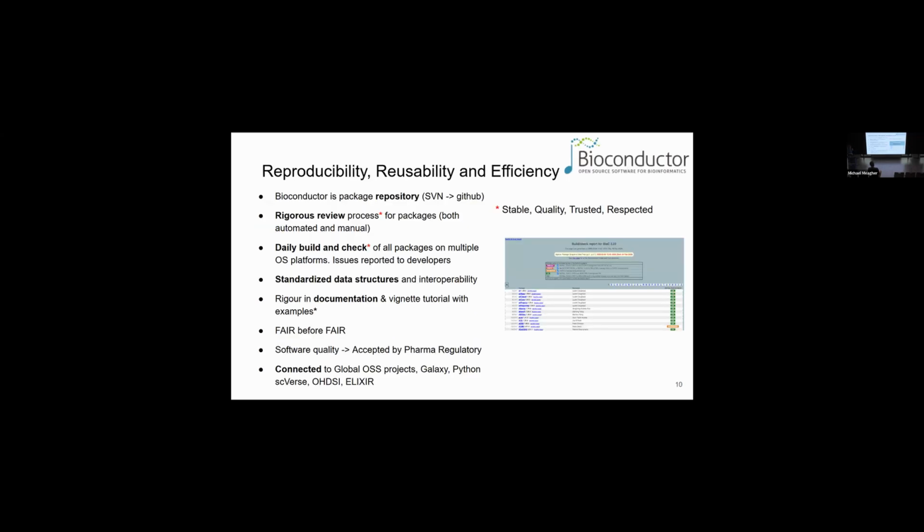So, a little bit more detail. It's a package repository with a rigorous review process. Everything that comes into the repository from various different GitHubs, we review not just the code, which is manually and automatically checked. We check that there are standardized data structures. We have really rigorous documentation requirements. Everything requires vignettes and tutorials. We have multiple open source books written in Markdown. And we are FAIR, so everything is findable, accessible, interoperable, and reusable.